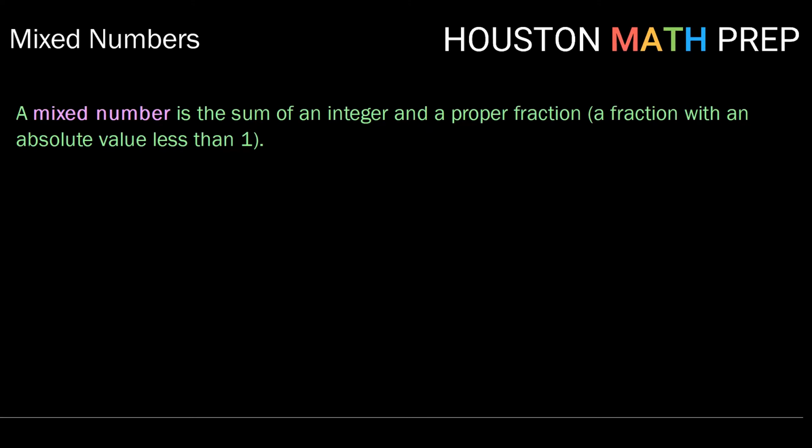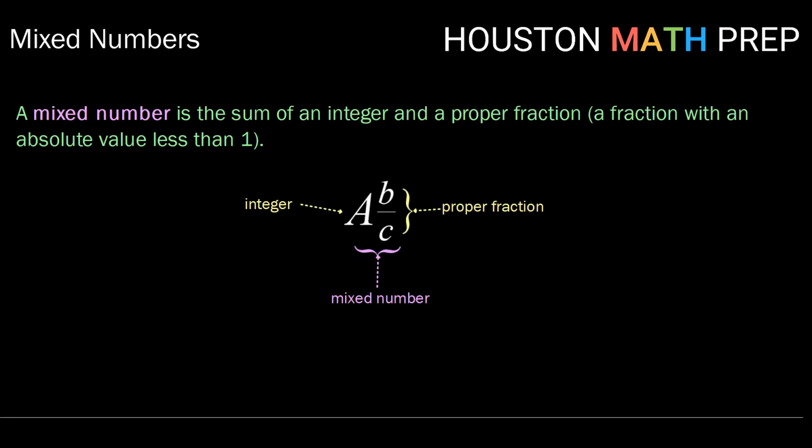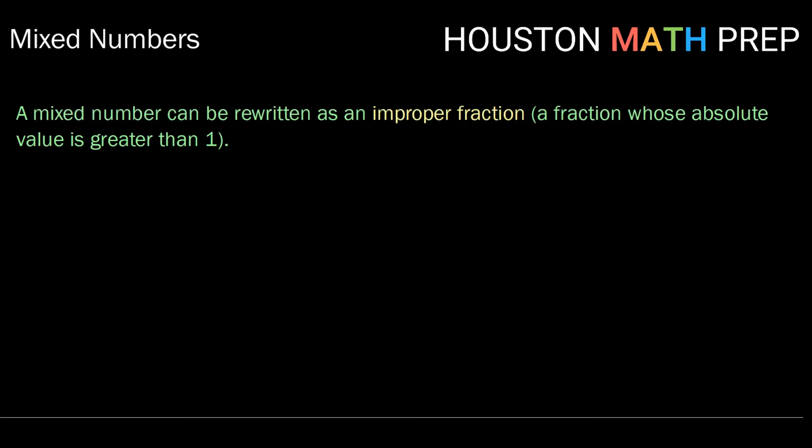So let's take a look at these mixed numbers. Typically, they look a lot like this. Here, a, or the larger number, is considered our integer. B over c is that proper fraction, and then when we put those together, we get a mixed number. So a mixed number can be left as it is, or it can be rewritten as an improper fraction.